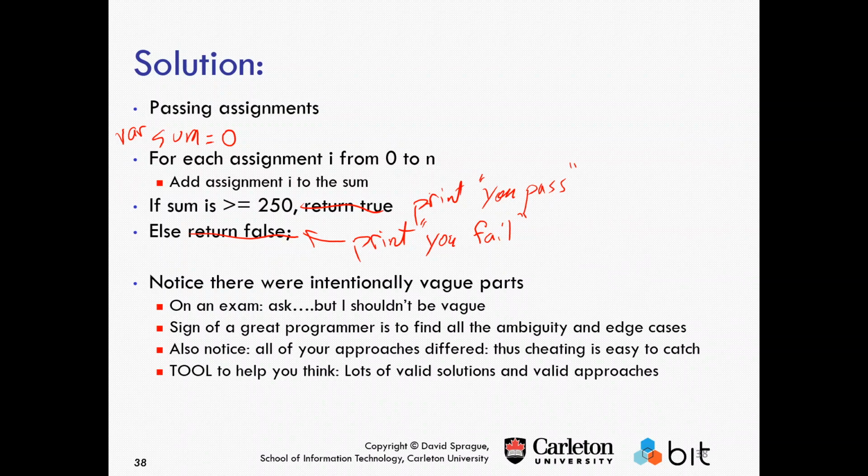Also notice, since I could have written this about 40, 50 different ways, it's really easy to detect cheating, both for pseudocode and for actual code, because everyone's going to do it in a different way. Even if you get the same answer, you get there with a different approach. Like a math problem doesn't look the same for each individual person either. And the pseudocode is not designed to be one way of doing it and there's only one right answer. It is a tool to help you think. So we have lots of valid solutions, lots of valid approaches. They're all good.